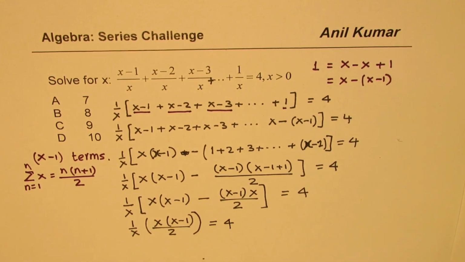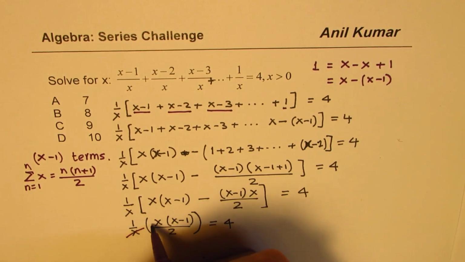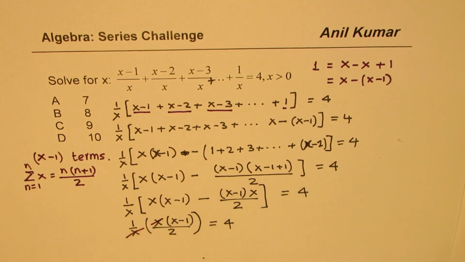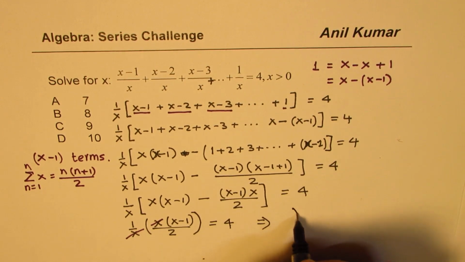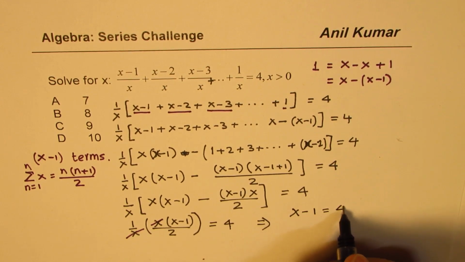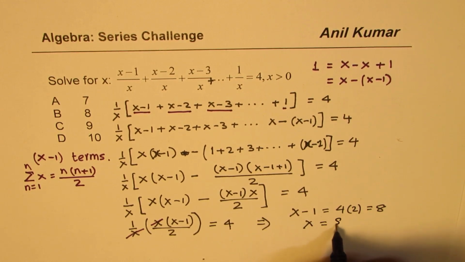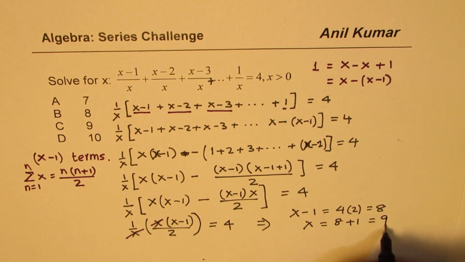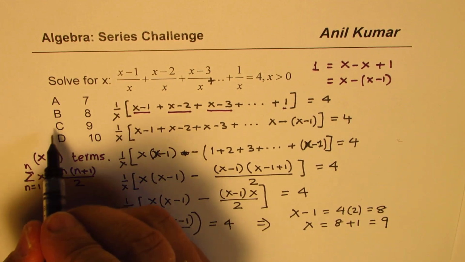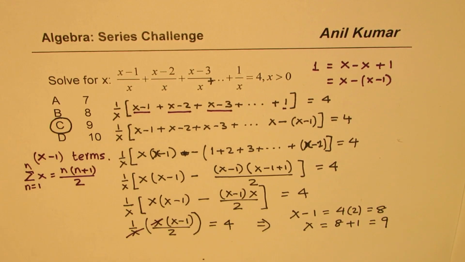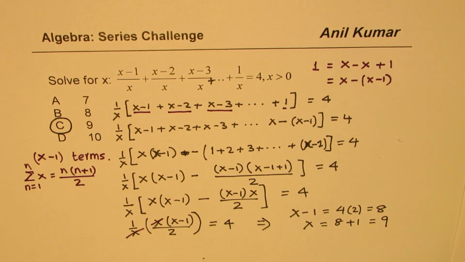Now from here you can cancel x and x and solve for x. So that gives you the solution. So from here we can cross multiply. So we get x minus 1 equals 4 times 2, which is 8, and x equals 8 plus 1, which is 9. So the option C is the right option. So that is how you could actually solve such a question.